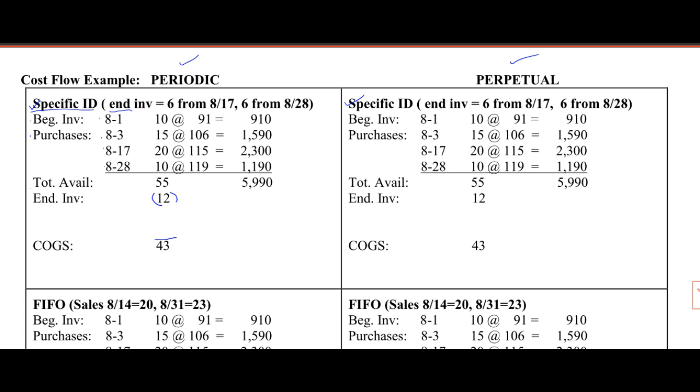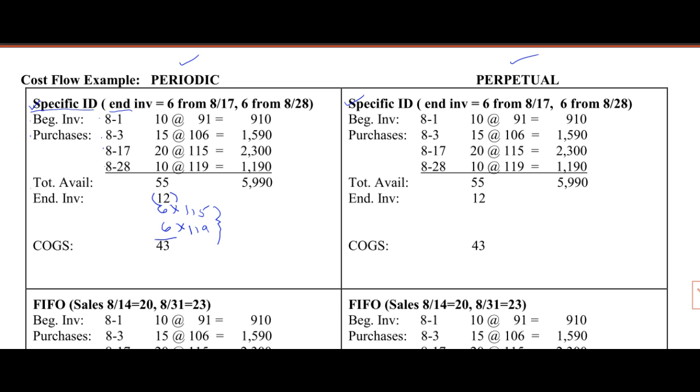Notice you have 6 units from the 817 purchase, so that's 6 units at $115 each. And you have 6 units from the 828, so that's 6 units at $119 each. That means everything else was sold. Go ahead and do the math of that.